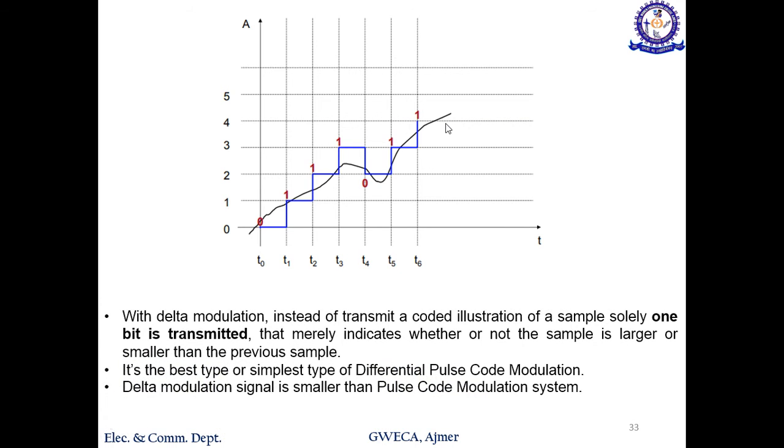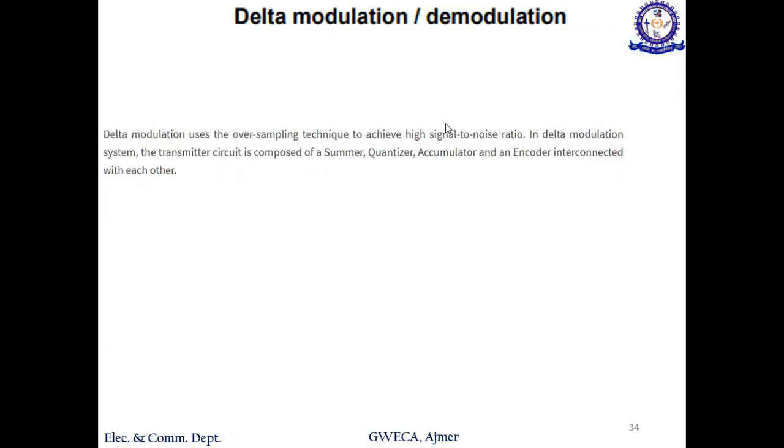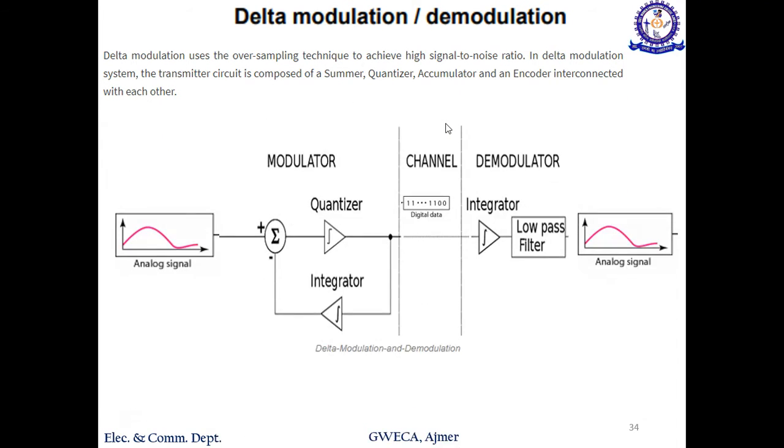So with delta modulation, instead of transmitting a coded version of each sample, only one bit is transmitted that merely indicates whether the sample is larger or smaller than the previous sample. It is the simplest type of differential pulse code modulation scheme. So these are the modulator and demodulator circuits.